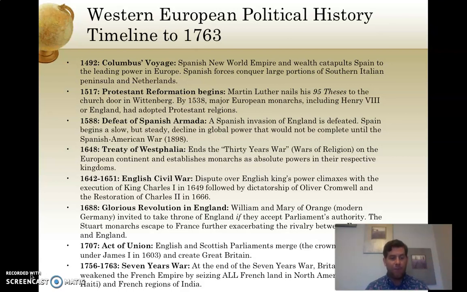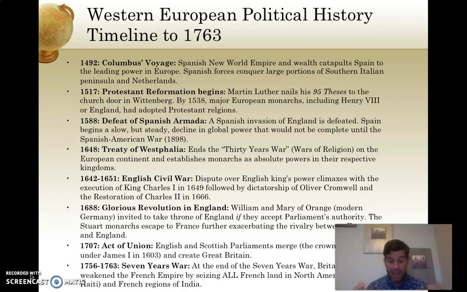I combine 1642 to 1651 and 1688, the Glorious Revolution, into one slide, but basically there's a civil war in England that is a war about how the monarch is going to govern the people. And ultimately, in 1688, what occurs is that a new king and queen come to power in England. They're actually brought over from today what's Germany, at the time it's part of the Kingdom of Orange. They're brought over from the continent, and they become king and queen under the rules that they have to also accept Parliament's authority. So they're not absolute monarchs. Instead, they rule alongside Parliament, and we'll talk a little bit about that.